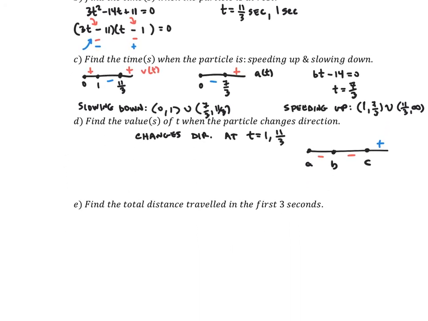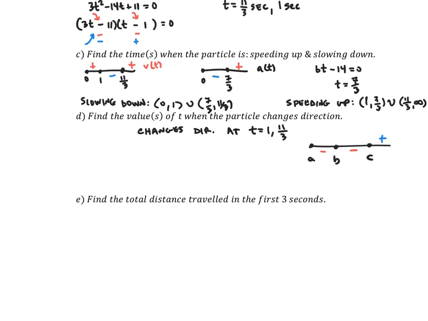Let's look at the last question. Find the total distance traveled in the first 3 seconds. Distance traveled is determined by velocity: which direction it is moving and how fast. So I want to know where the velocity equals 0 in the first 3 seconds. For what t values is the velocity equal to 0 in the first 3 seconds?